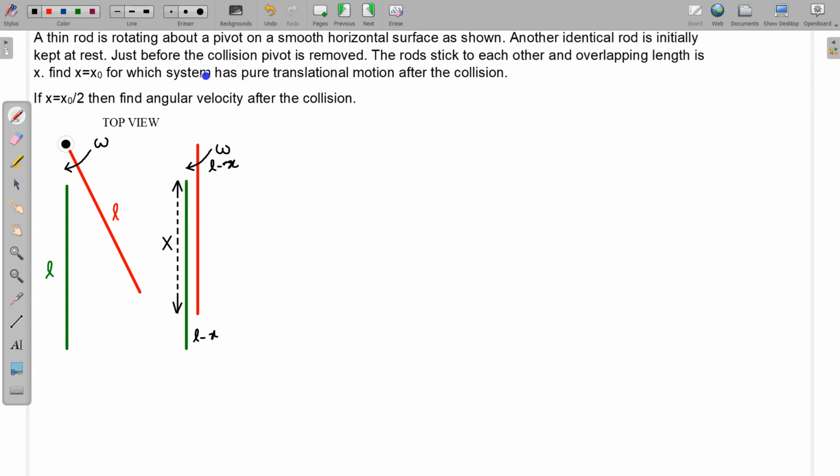Both rods are identical, so both masses are equal and lengths are equal. So obviously the center of mass of this complete system will be at the midpoint of this overlapping region. The midpoint of the overlapping region is the symmetrical point for both rods in this particular situation. So the midpoint will be somewhere here. This is L minus x, and this distance will be x by 2. This is the location of the center of mass of this whole system.